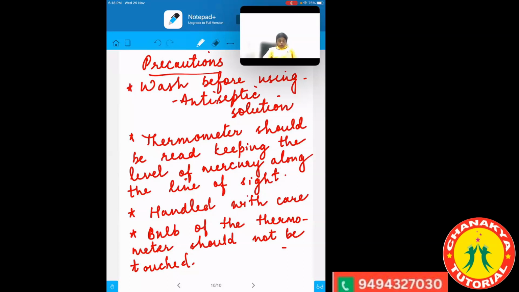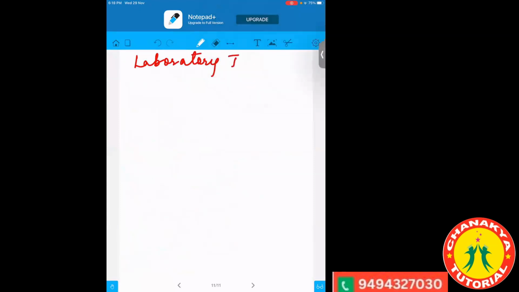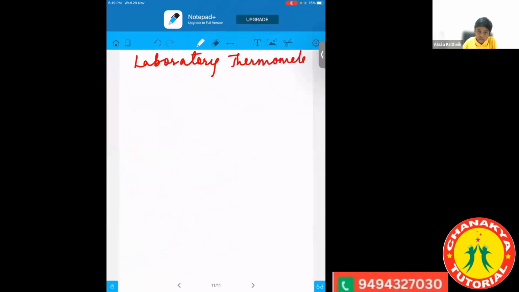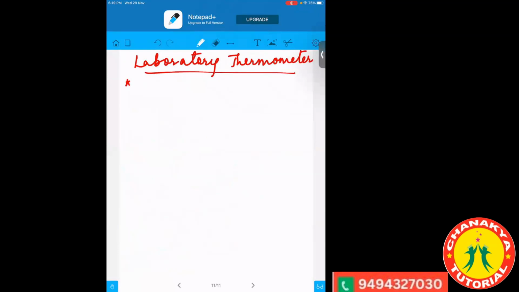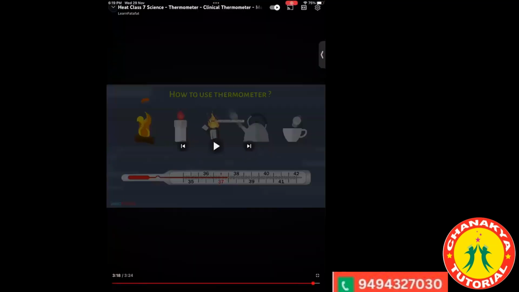Now the next type of thermometer is the laboratory thermometer. Have you seen those thermometers somewhere? Laboratory thermometers? Labs. Where? Mom, in labs. It will be so big in structure. Wait, let me see if I can show you.